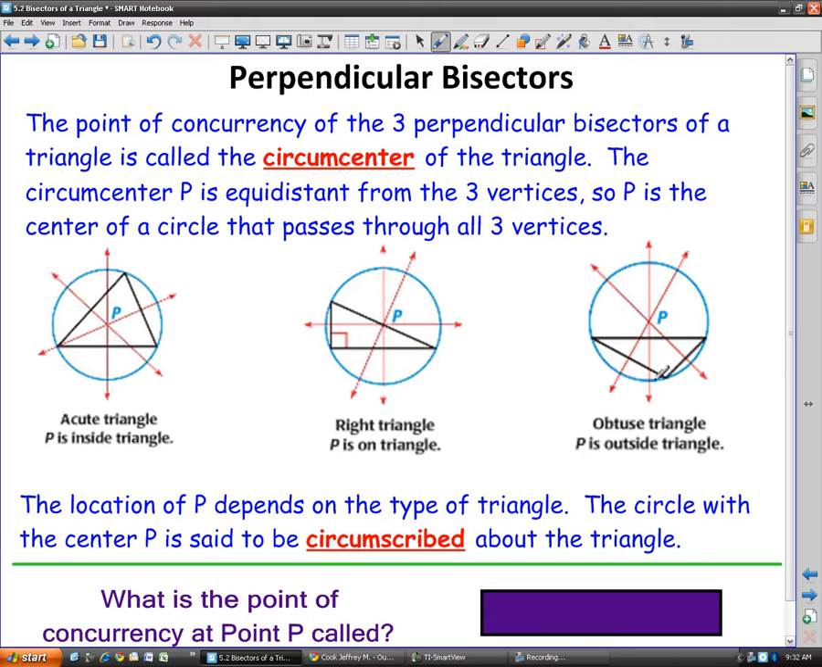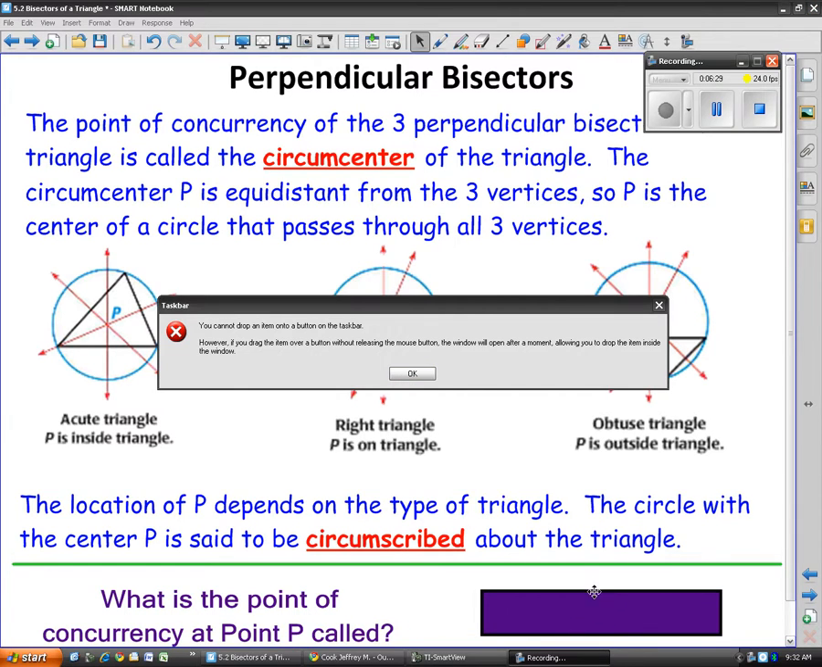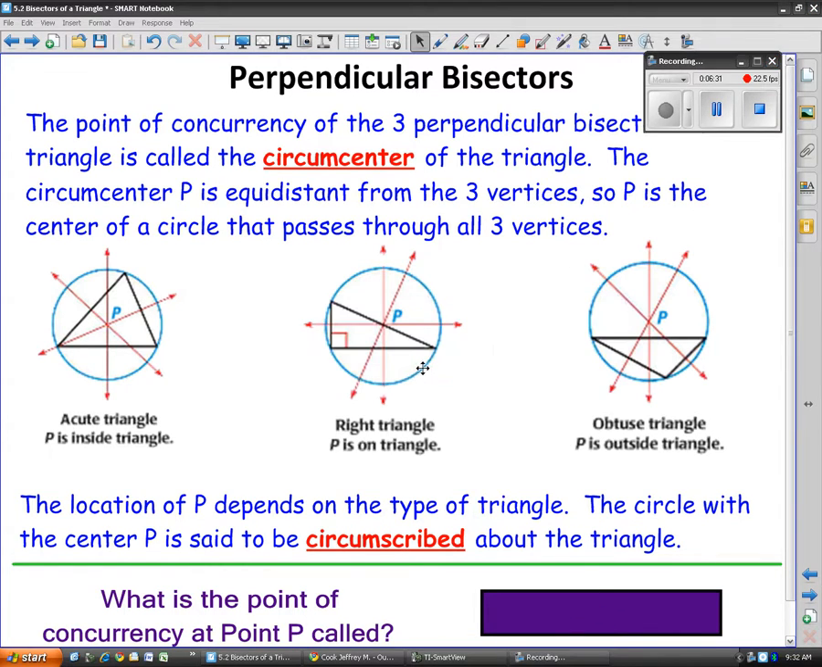So don't be surprised when you're drawing your perpendicular bisectors that it ends up outside. And so that's really what we're talking about, and we'll be doing more of this. And so it says, what is the point of concurrency called, point P? That's going to be the circumcenter. That is going to be the circumcenter of this. So hopefully that didn't mess it up too bad.